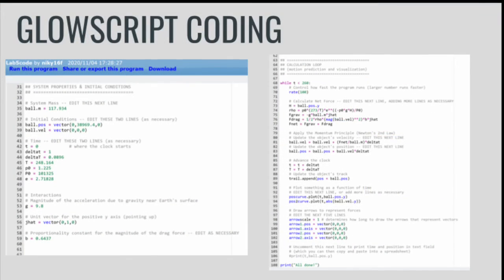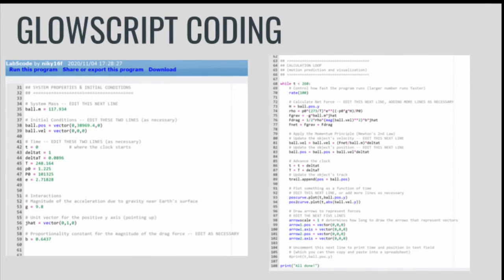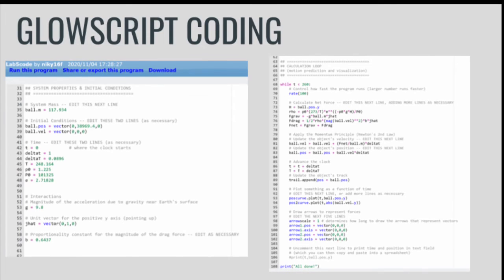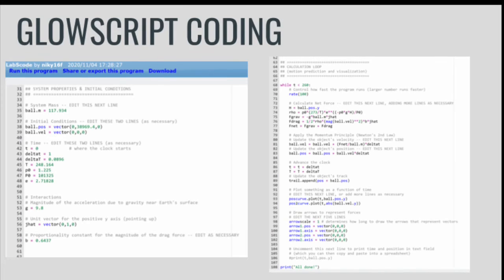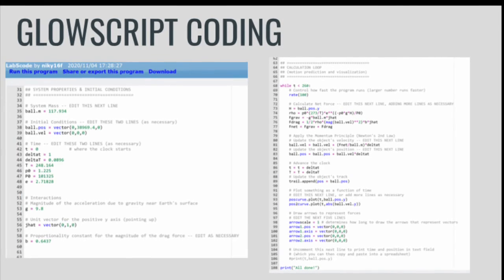For the initial conditions, I inputted the mass, the initial position and velocity, the change in time and change in temperature, the initial temperature, lowercase rho naught, which is the air density at sea level, capital P naught, which is the air pressure at sea level, the magnitude of the weight force g, and the coefficient of drag that was calculated previously. This is all shown on the screenshot to the left.